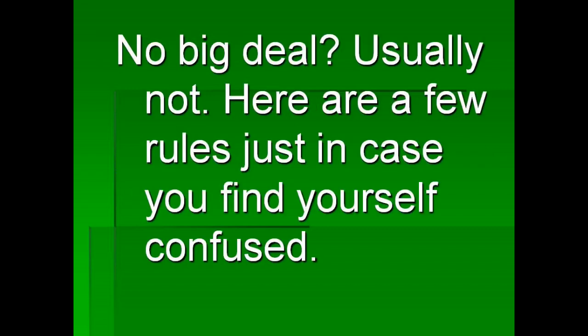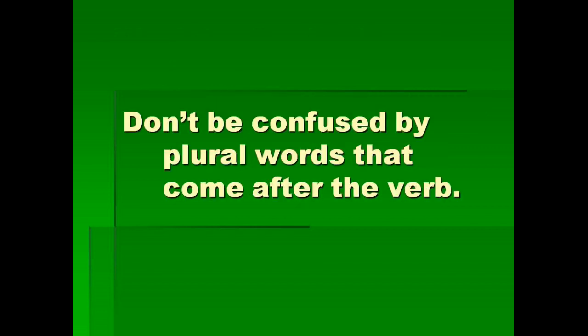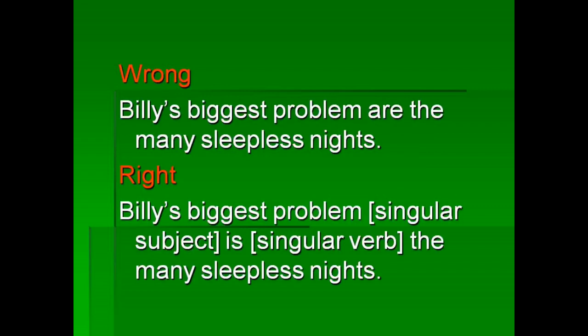So again, this rule, usually, there are other rules that govern the structure of a sentence. We have looked at the subject-verb rule. This rule that we've just learned about should not be confused. Don't be confused by plural words that come after the verb. Do not be confused by plural words that come after the verbs.